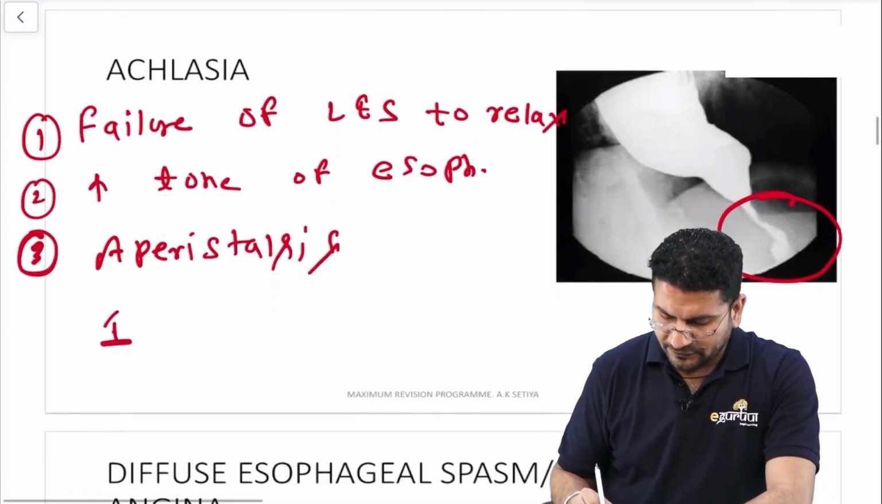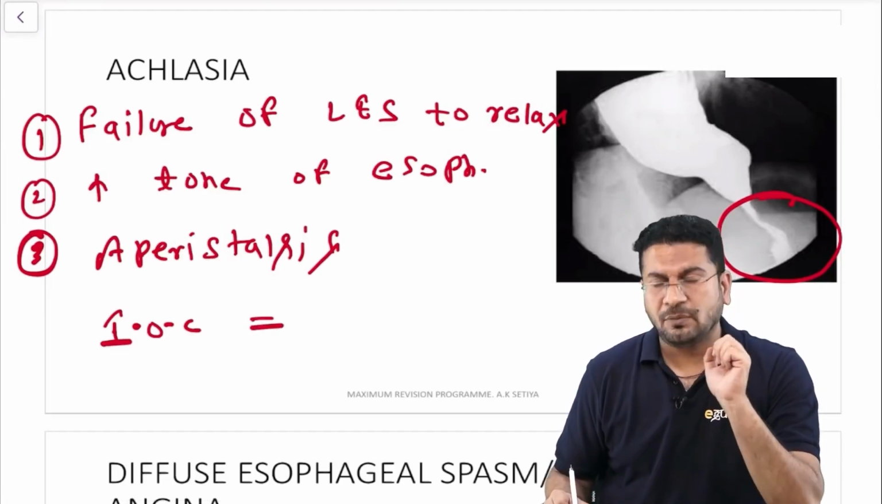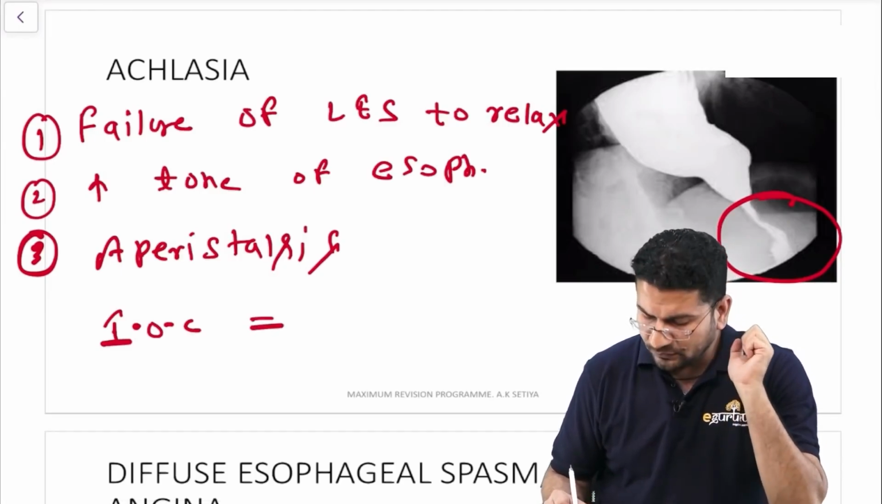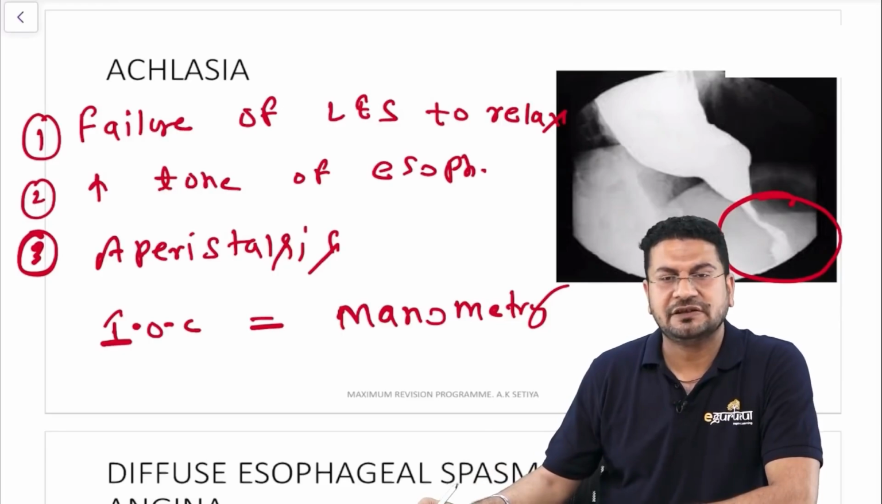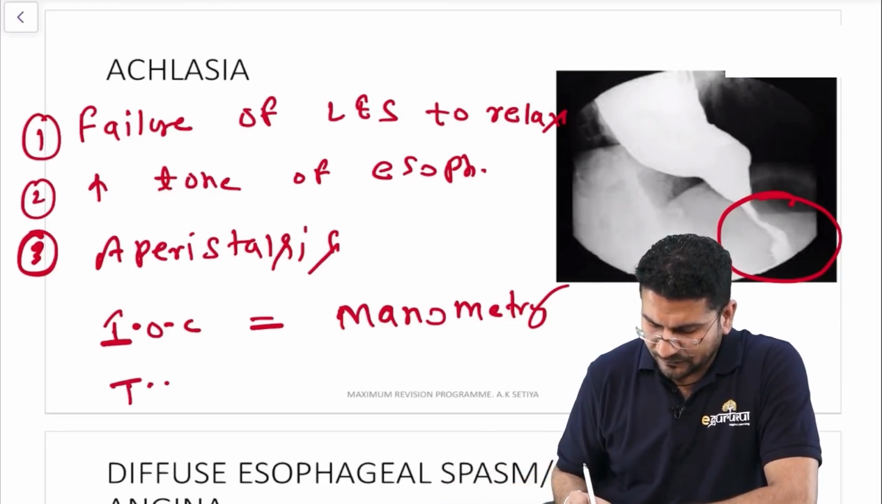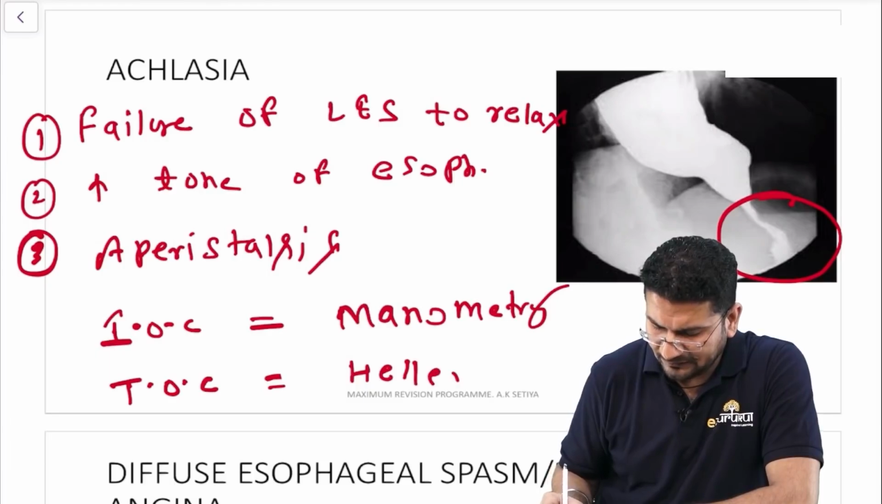If I say investigation of choice for achalasia cardia, it's a tone problem, means there is a problem in the pressure or tone. So we diagnose by manometry. In barium swallow, you can see bird beak sign which is given in the image. If I say the treatment of choice, it's a surgical operation. We call this myotomy or Heller's myotomy.